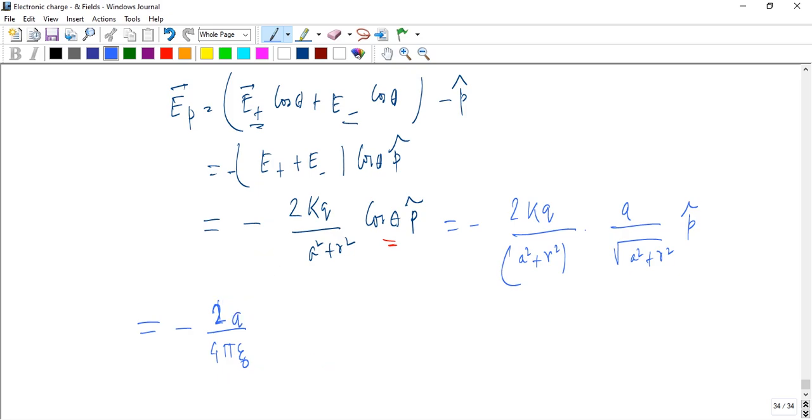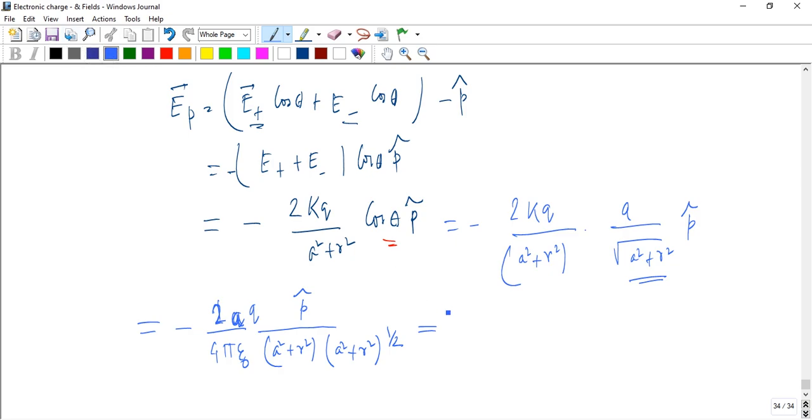So a q, that is a q, and if I added these two, so actually root means to the power half. So a square plus r square, and here the root is a square plus r square to the power half, and that is a p cap direction.